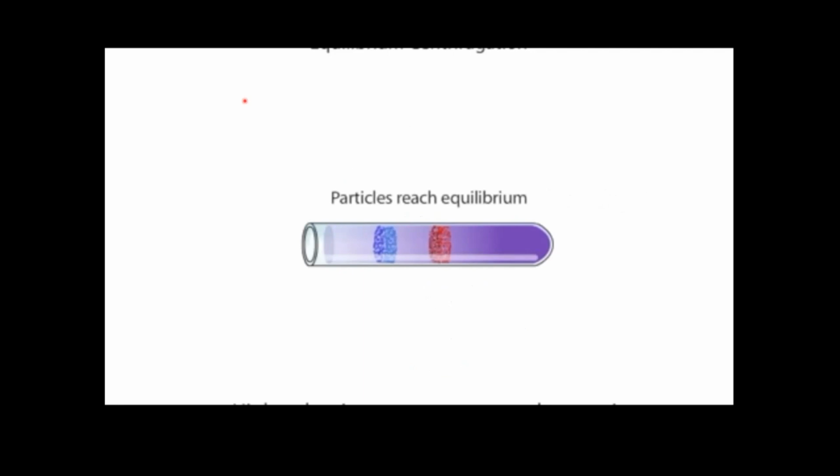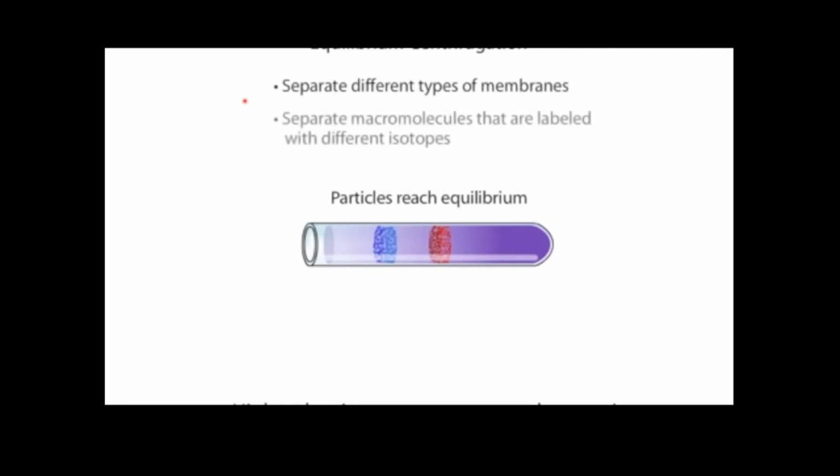Equilibrium centrifugations are useful in separating different types of membranes from one another and are sufficiently sensitive to separate macromolecules that are labeled with different isotopes. A classic example is the analysis of DNA replication by separating DNA molecules containing heavy and light isotopes of nitrogen, using equilibrium centrifugation in cesium chloride gradients. The light and heavy DNA come to equilibrium at different locations along the tube. A hybrid DNA with one light and one heavy strand bands in the middle.